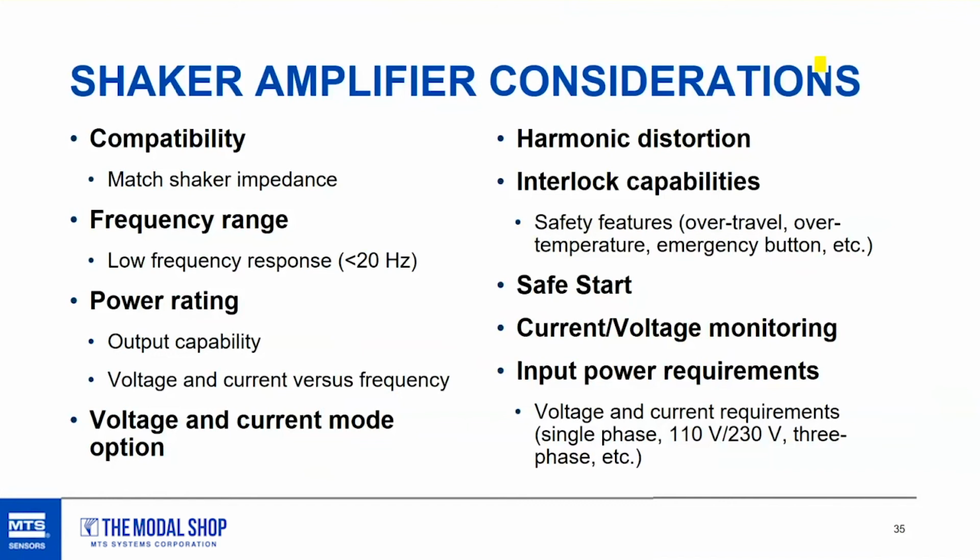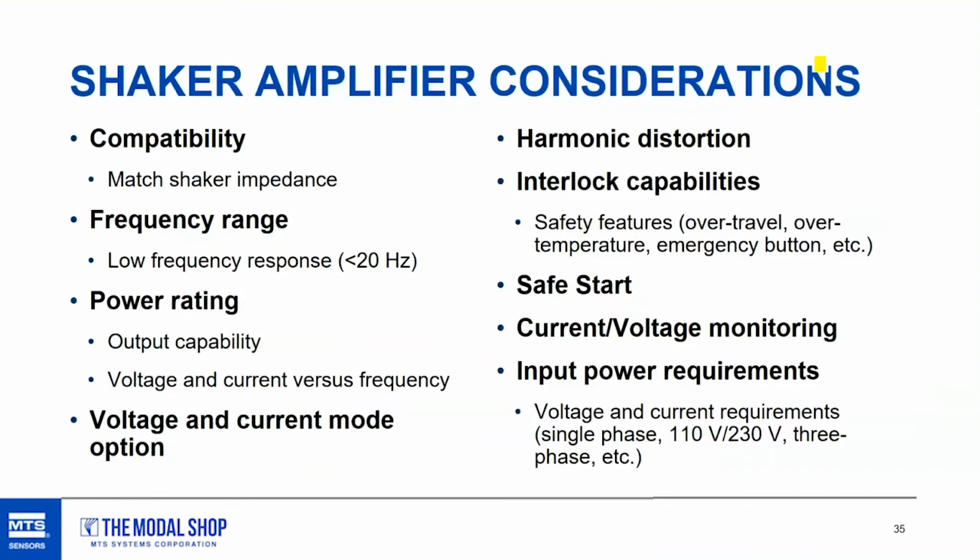And of course, things like power rating. You want to have enough energy to drive the shaker to its full specifications. There are safety features associated with the amplifier, so the amplifier doesn't start in a high gain. You want to have features where you can control the amplitude on the amplifier, start slowly, fuses, and of course input power requirements. Depending on the amplifier, you're going to need 110 volts or 230 volts.